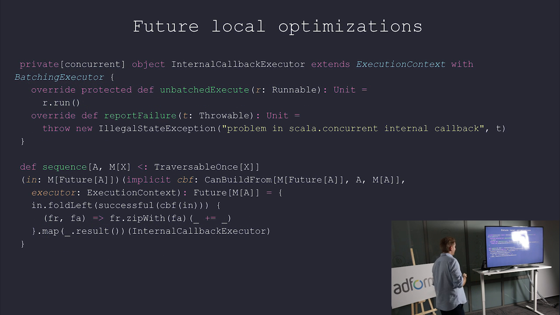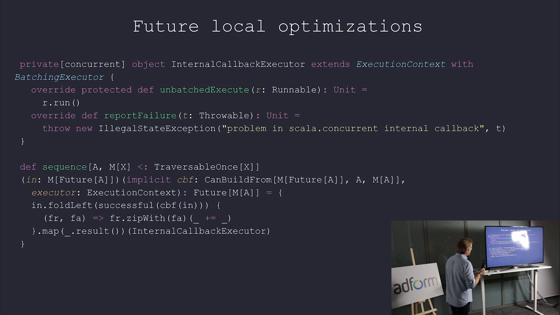And actually, the funny part is that the authors of future, so probably Typesafe or Scala authors, are very aware of this problem. If you look into the future implementation, you will find something called internal callback executor. This execution context does two things. It runs on the current thread. You see, the runnable is not being submitted anywhere. It's just being run immediately. And the other thing is hidden here, batching executor. It's taking a few runnables and batching them into one single entity that will be executed.